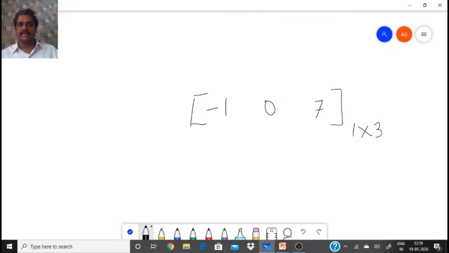Let's move to the second type. The second type was the column matrix. For a column matrix, we should give an example of an n by 1 matrix. Suppose I give an example of a 3 by 1 matrix. That's a column matrix with 3 rows: 2, 1, 4. So here is an example of a column matrix.